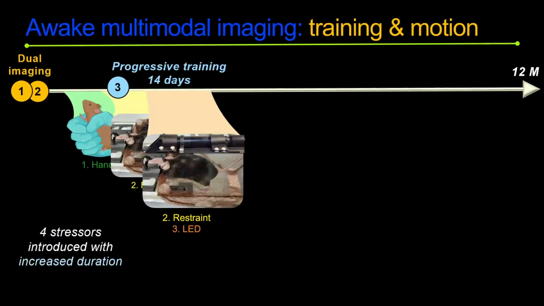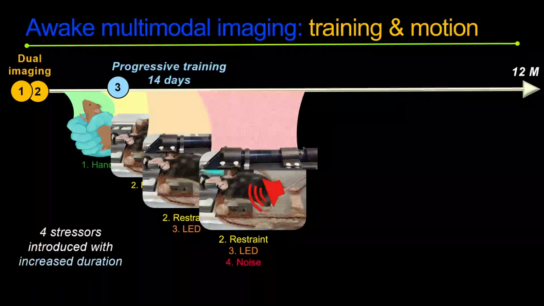Third stressor is the LED. So we apply the calcium imaging fiberscope on top of the head because when we acquire calcium imaging, there is a lot of flashing light. So it looks like a disco ball essentially inside the scanner. So we wanted to give that as a stressor as well to habituate them to the light. And finally, of course, the fMRI noise.